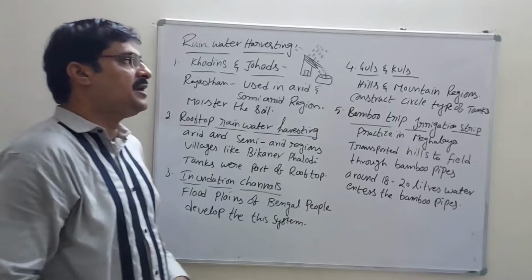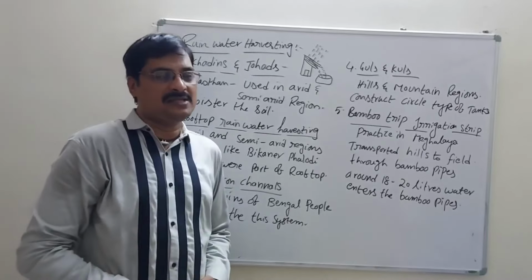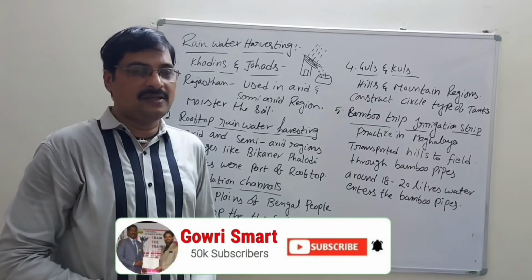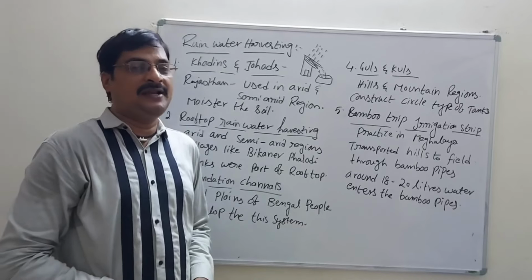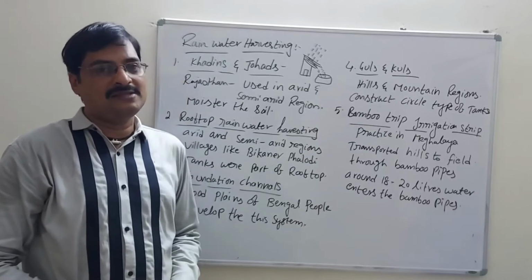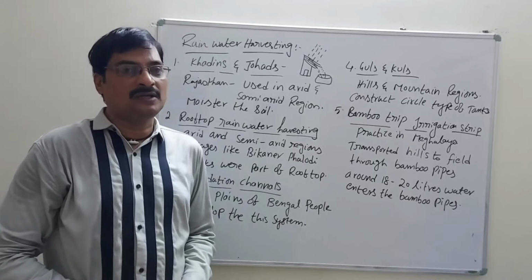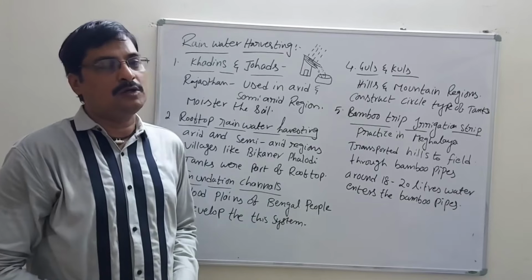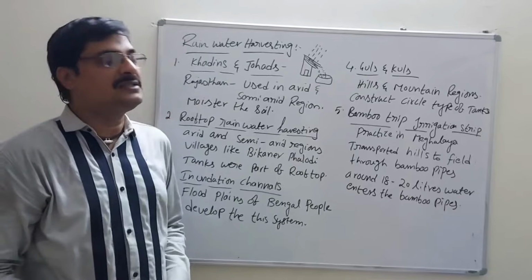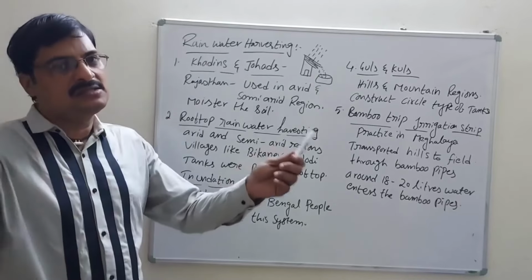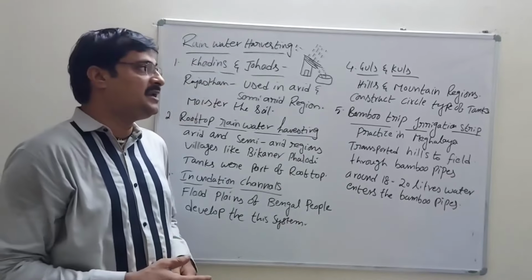The fourth one is gulls and kulls. This is one kind of system in hilly and mountainous areas. Yes, we mostly see it on the northern side of India. There are many hill areas and mountain areas. Those who have a shortage of water want to preserve the rainwater at the time of the rainy season through the construction of circle type tanks. Very big circle type tanks are constructed in mountain areas.